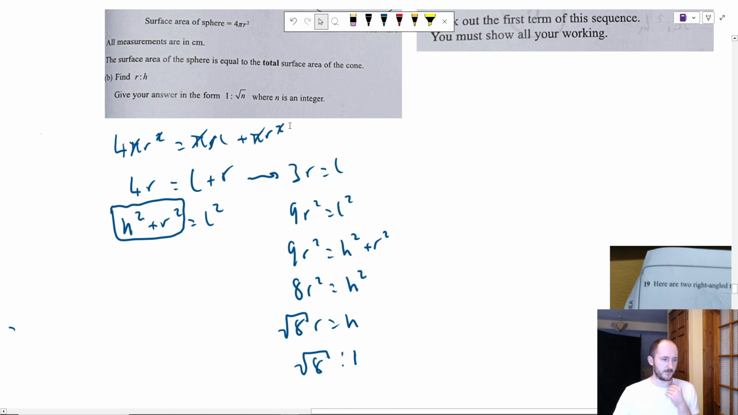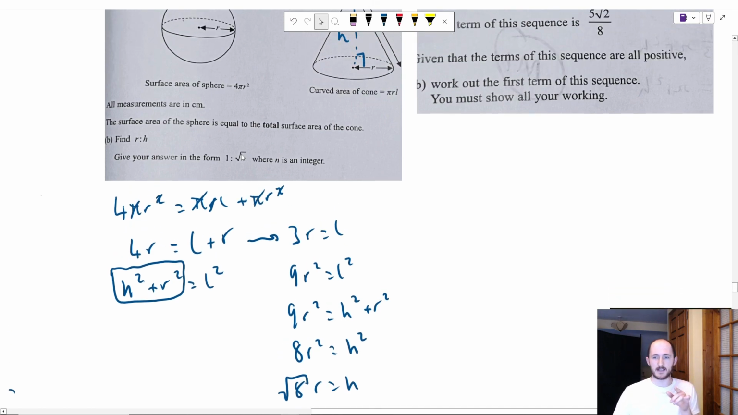Okay. Do you need to simplify it? You don't, because it does say to leave it as an integer. That's a really good point, though. Normally I would simplify, but it said here to leave it as an integer, so I've left it as root 8.